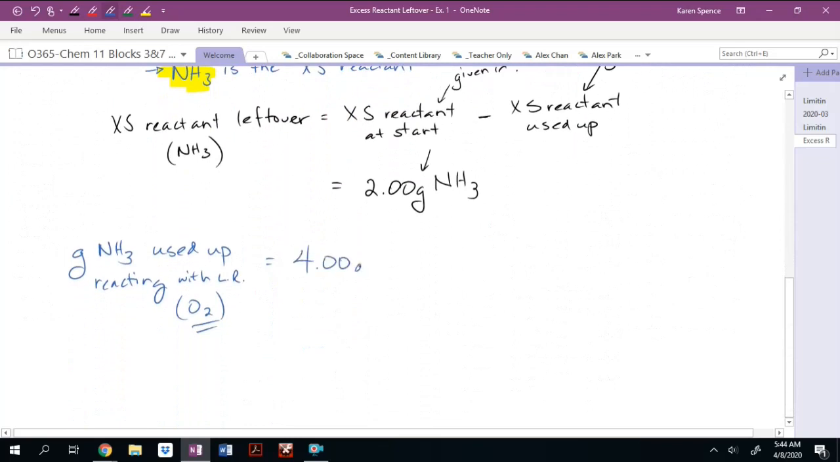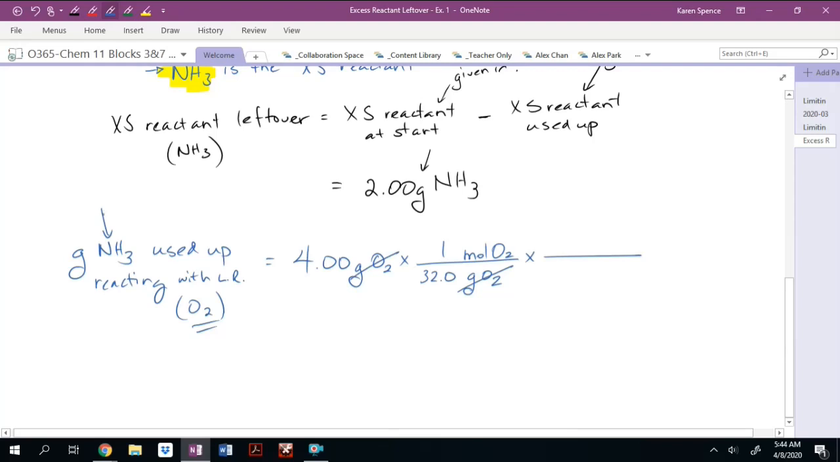Four grams of O2. First thing you want to do is convert grams of O2 into moles of O2, because once you know the moles of O2, you can use your mole ratio from the balanced equation to convert into NH3. So there's 1 mole of O2 for every 32.0 grams. Okay, grams of O2 cancel out.